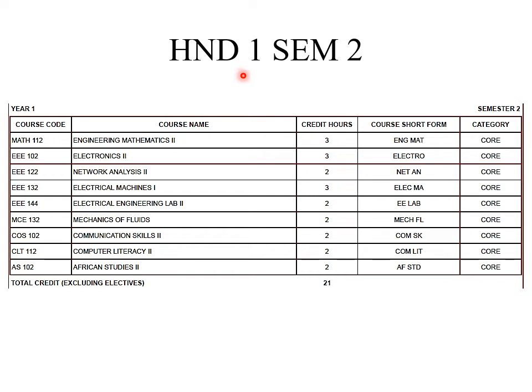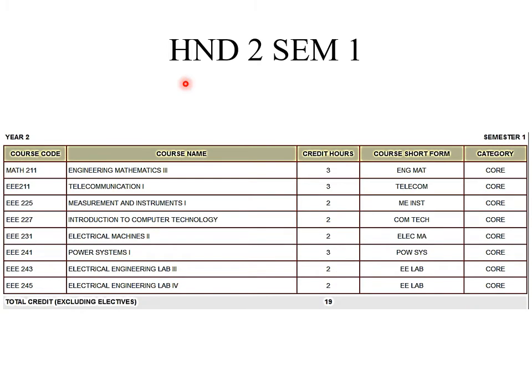In HND Year 1, Semester 2, again all the courses are core courses and mandatory courses. So while registering for the course, you have to choose all the courses. So again in HND Year 2, Semester 1, you see all the courses are core courses and mandatory courses. So again, you have to choose all the available courses while doing your registration.